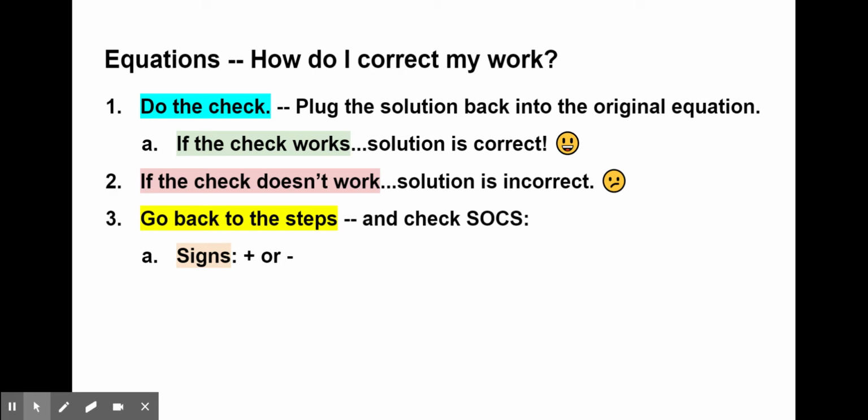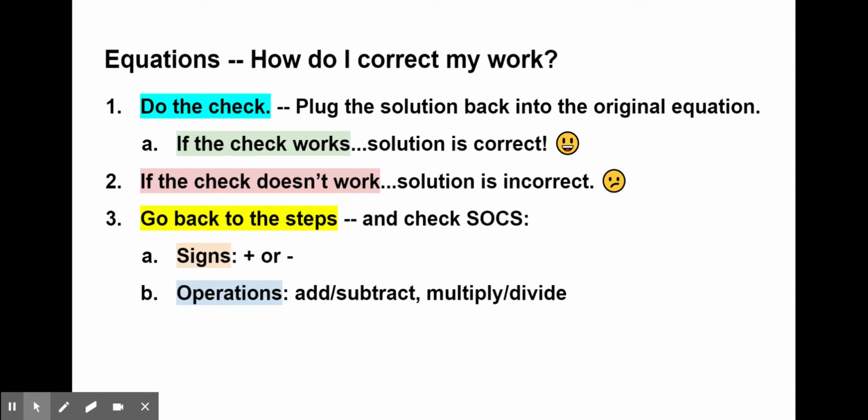Sometimes when we're doing our work kind of fast, we forget that some terms are positive and some terms are supposed to be negative. You gotta make sure that if a term starts as positive, it stays positive, or if a term starts as negative, it stays negative. Or maybe if we're multiplying and dividing, we remember that positives and positives give us positives, and negatives and negatives give us positives. So we gotta check our signs for things like that. The O in SOCKS stands for operations. So we have to make sure that we added when we were supposed to add, and we didn't accidentally multiply instead of dividing a number. So actually go back and check if you did the correct operation.